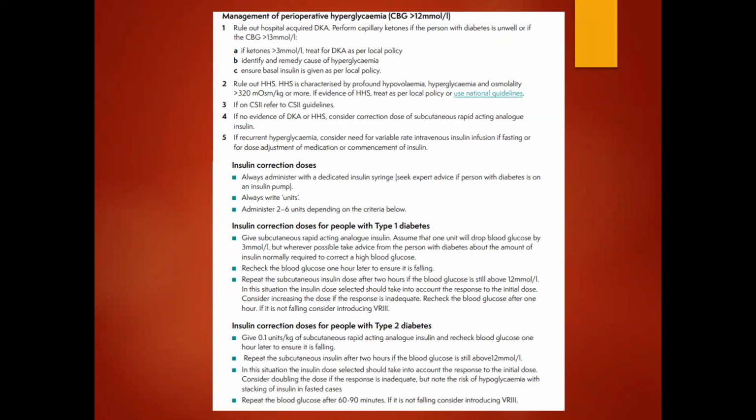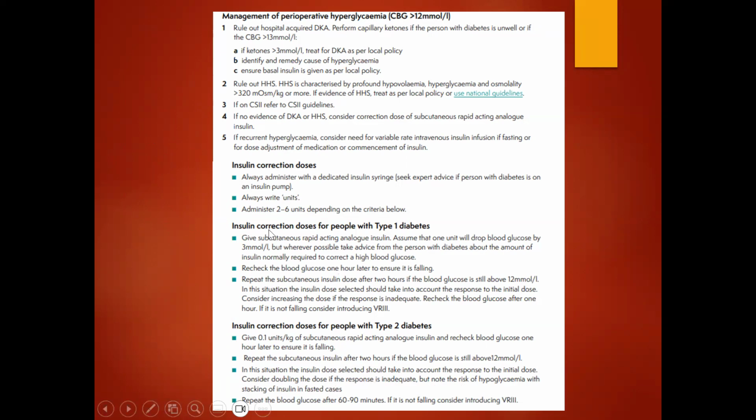Repeat the subcutaneous insulin after 2 hours if the blood glucose is still above 12 millimole per liter. In this situation, the insulin dose selected should take into account the response to the initial dose. Consider doubling the dose if the response is inadequate, but note the risk of hypoglycemia with stacking of the insulin in the fast phase. Repeat the blood glucose again after 60 to 90 minutes. If it is still not falling, consider putting the patient on variable rate insulin.